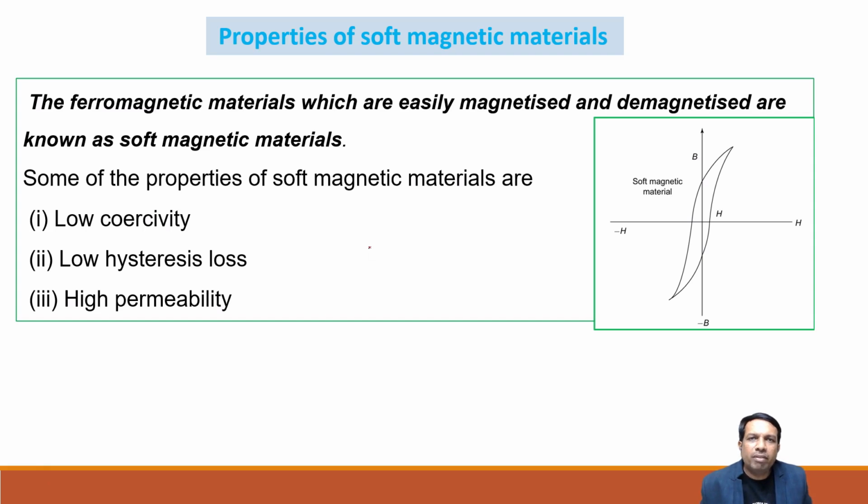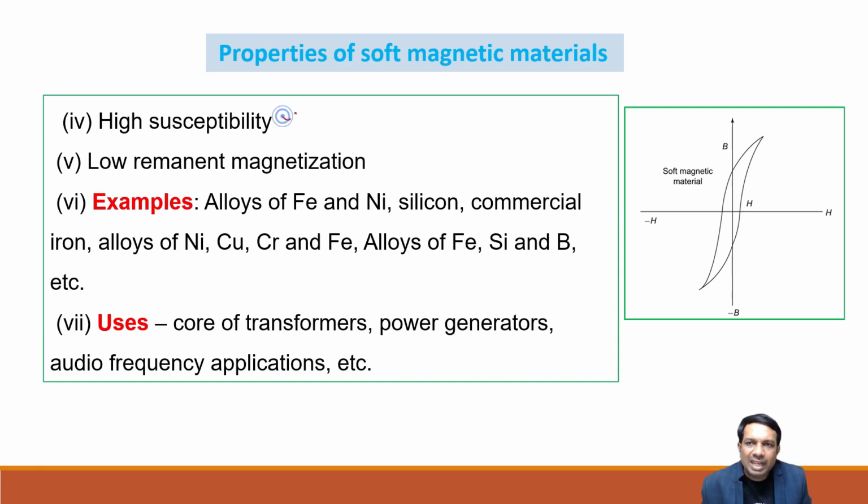The next one is soft magnetic material, ferromagnetic materials which are easily magnetized and demagnetized. Hard magnetic materials are difficult to magnetize as well as demagnetize, but soft magnetic materials are very easy to magnetize as well as demagnetize. They have low coercivity, low hysteresis loss, high permeability, high susceptibility, and low remnant magnetization.